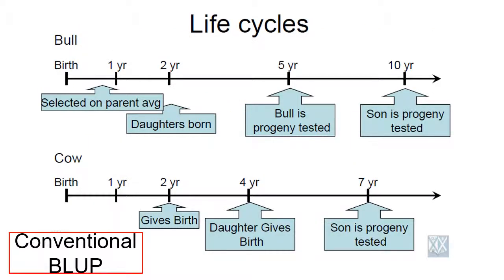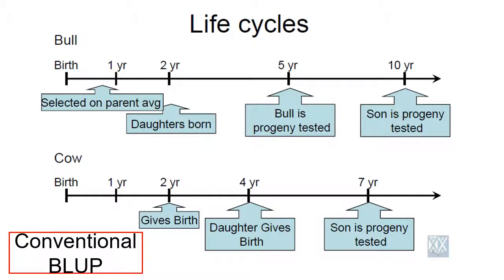So if we come back to the life cycle, just to illustrate the difference in terms of the age at which an animal will have an accurate breeding value prediction. This is the older life cycle. Remember, the bull, it took basically 5 years before the bull was progeny tested, and 10 years before his sons were progeny tested, and also many years before, the same for a cow. So the generation interval is basically stretched out because of this.